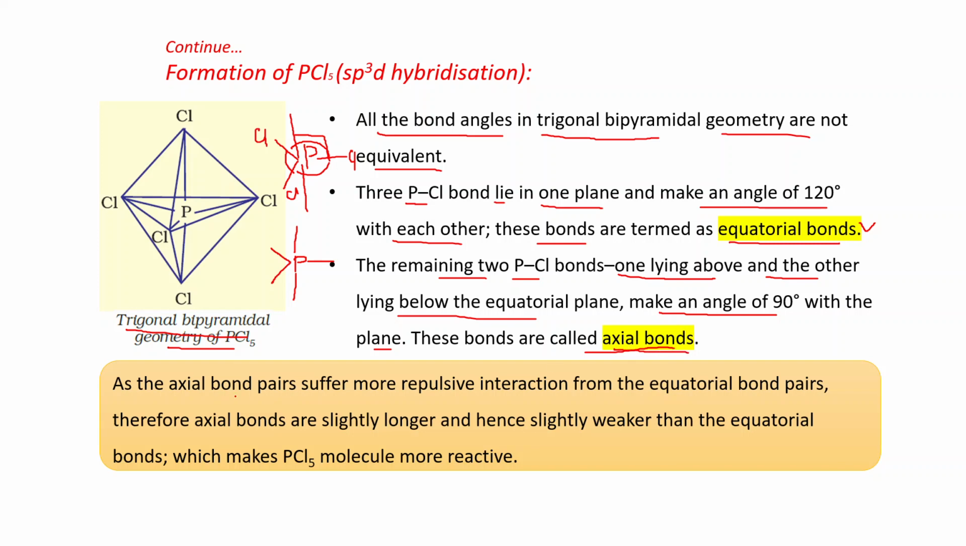As the axial bond pairs suffer more repulsive interaction from the equatorial bond pairs, axial bonds are slightly longer and hence slightly weaker than the equatorial bonds, which makes the PCl5 molecule more reactive. That's why we can say in PCl5 all the five P-Cl bond lengths are not equal. Axial bond lengths are slightly longer compared to the equatorial bond lengths. Clear?